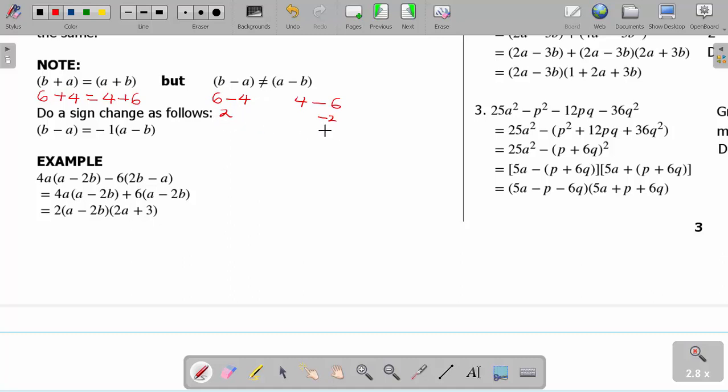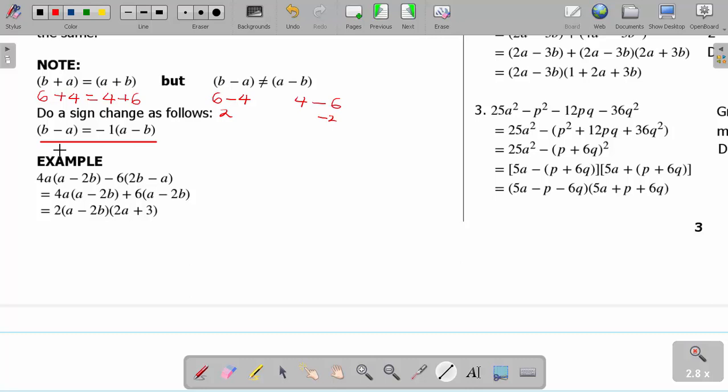Are we together? So what we do, we introduce what we call a sign change as follows. Now to make it the same, you see this is b minus a. What we do, we take out a negative 1 and write it as a minus b. Simple like that. It doesn't have to stress you. So this b minus a becomes negative 1 into a minus b if we change the sign in brackets.